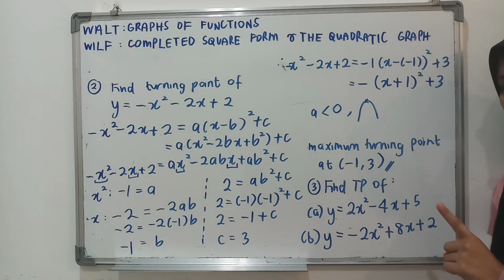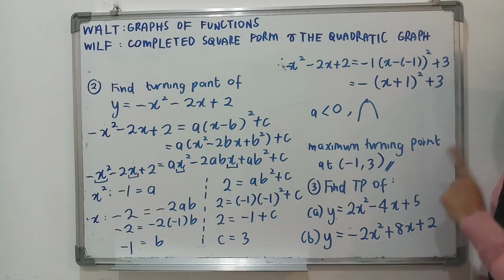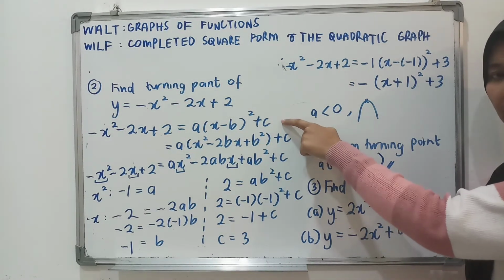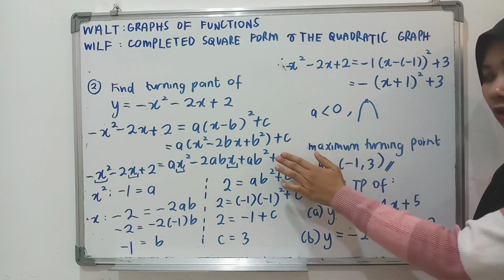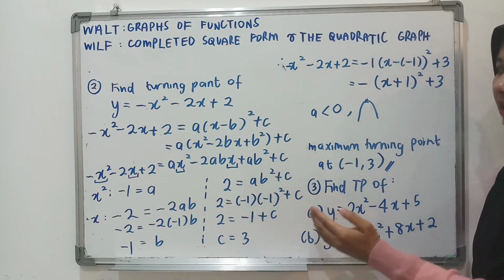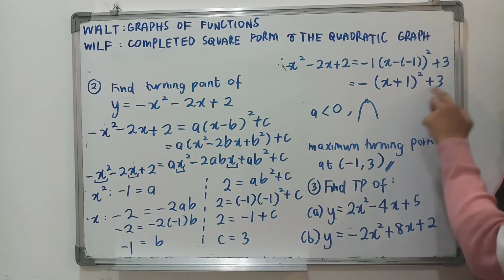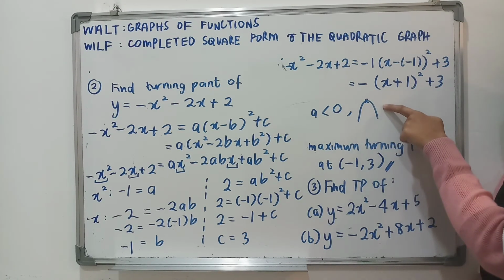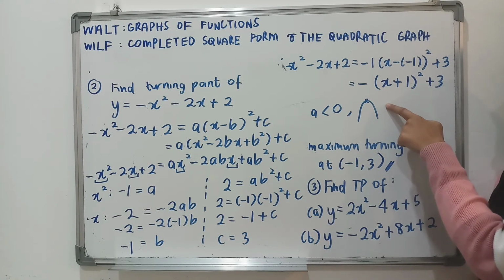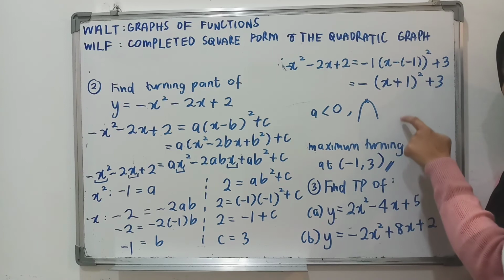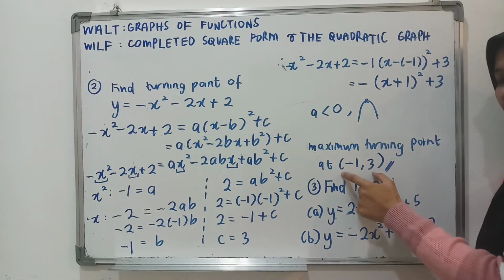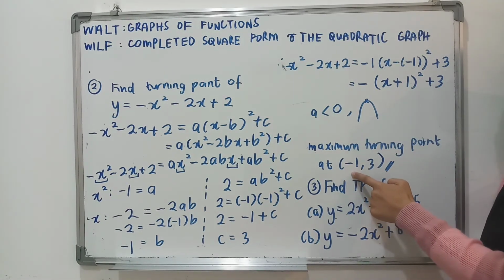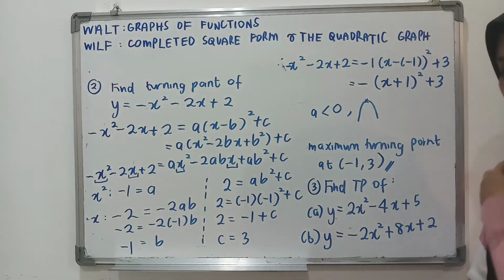So first step, remember, change to completed square form first. How to change? Use that relation. Expand slowly, compare the constant, rewrite in that form. Straight away, read the value of A, look at the shape, determine whether A is positive or negative, and then identify whether it's a maximum or minimum, and then please write down the coordinates of the turning point. Okay, so we are done with this one.